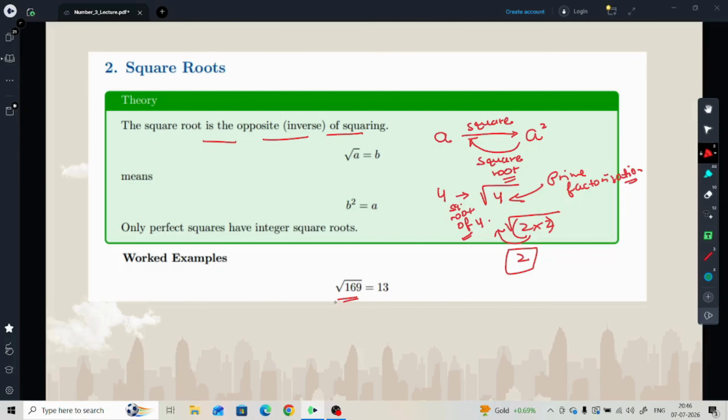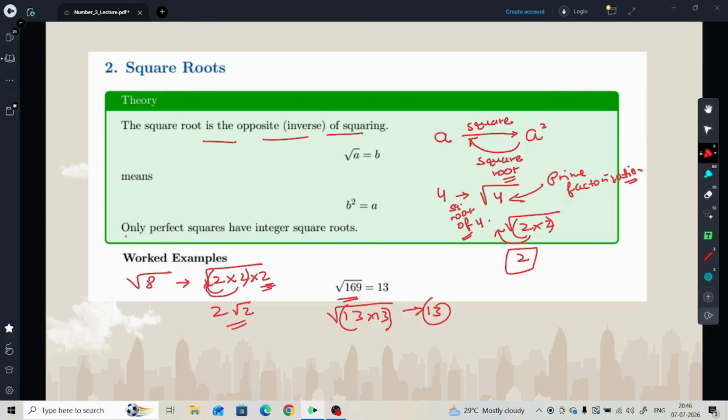Similarly, 169 we can obtain by multiplying 13 and 13, and we can take out 13 outside, so this will be the square root of 169. But let's say somebody asks you the square root of 8 and asks you to simplify it. Again, you'll do the prime factorization and get 2 times 2 times 2. But here you can see that you can only make one pair, you can't make 2 pairs. So this 2 will come outside, but the other will stay inside. So this will become 2 root 2. Like that you can do.